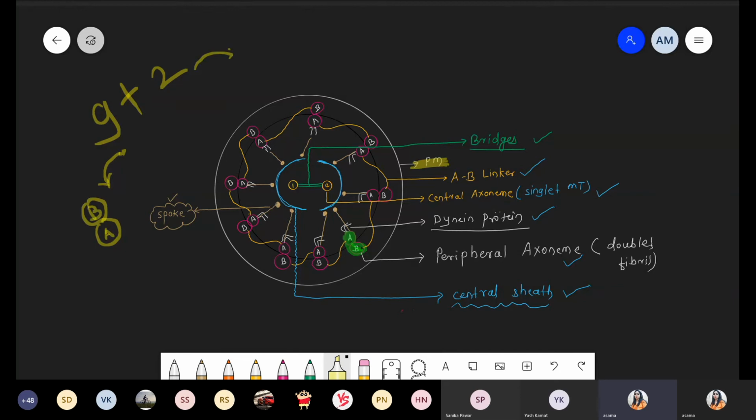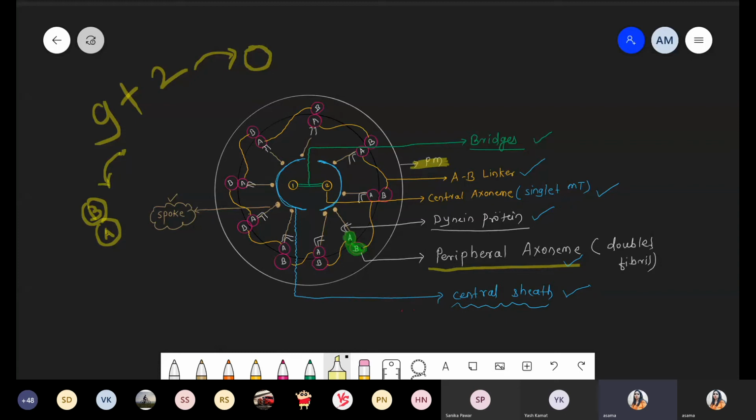But that which is present at the center is only singlet form, meaning only a single microtubule associated at the center. If you see this structure, all that doublet fibril, that is AB, they are arranged in a circular manner. And how many will be on the periphery? Total 9 doublet fibrils are present, and these 9 doublet fibrils are also called the peripheral axoneme.